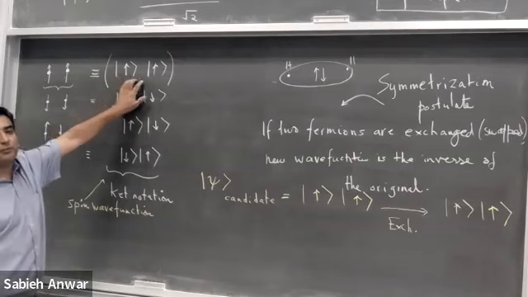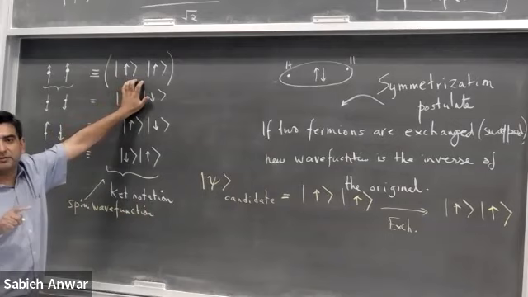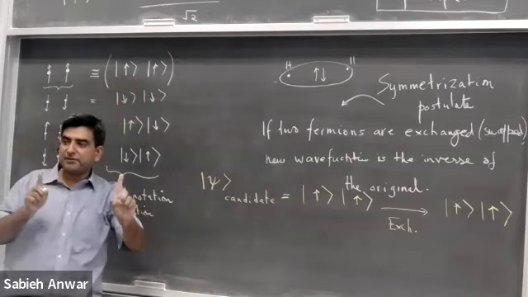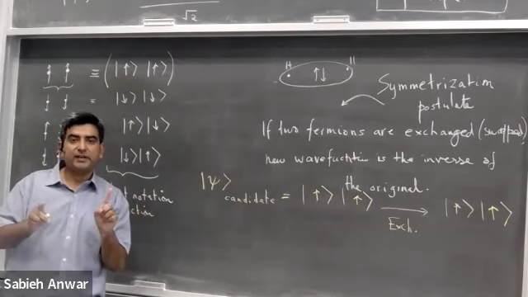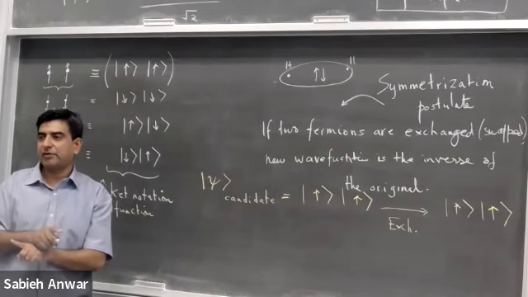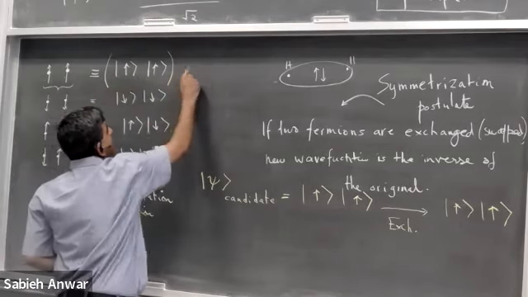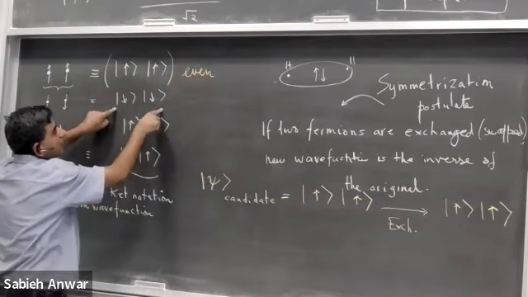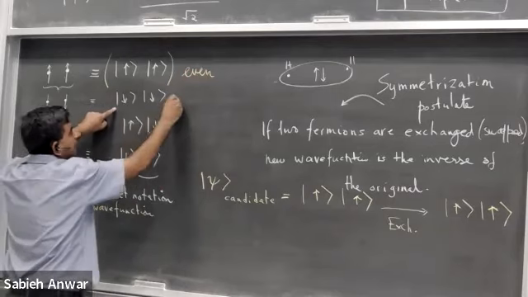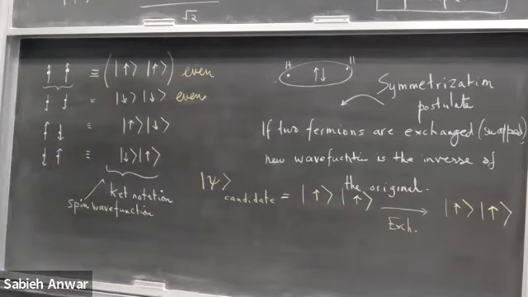So is this wave function symmetric under exchange or asymmetric, or even under exchange or odd under exchange? A wave function that does not change sign is called an even wave function. Something that reverses the sign is called an odd wave function. Is this even or odd? Even. What about this wave function? Odd?